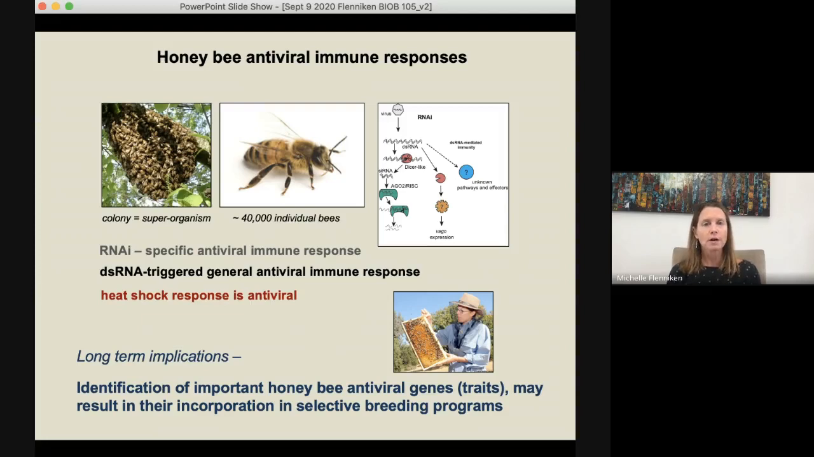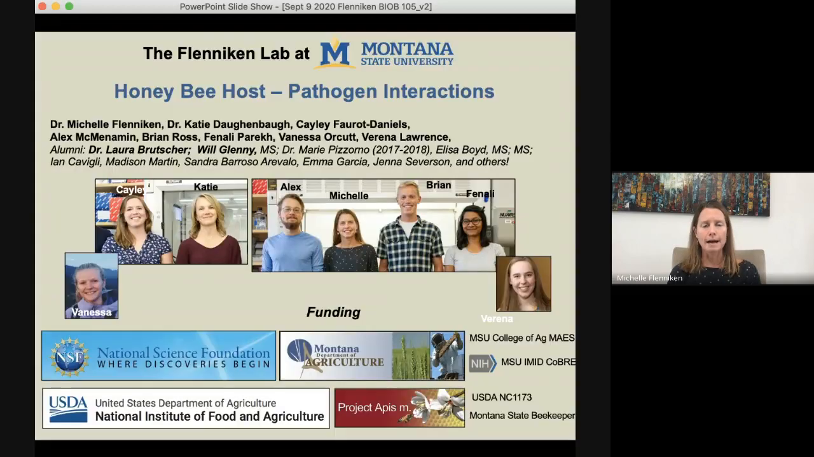So this is down the road still, but this would help beekeepers in the end have colonies that were just naturally better able to withstand viral infection on their own, rather than introducing the next magic pill for bees to fend off their viral infection. So that's primarily what we do in the lab.